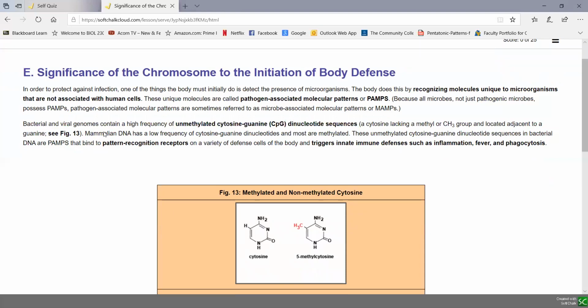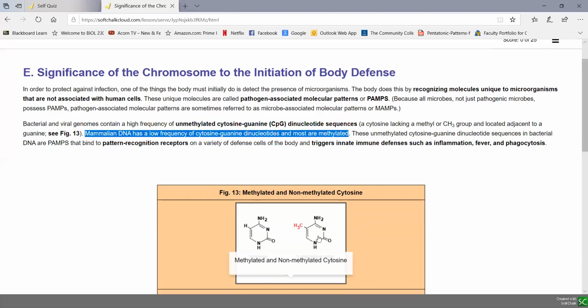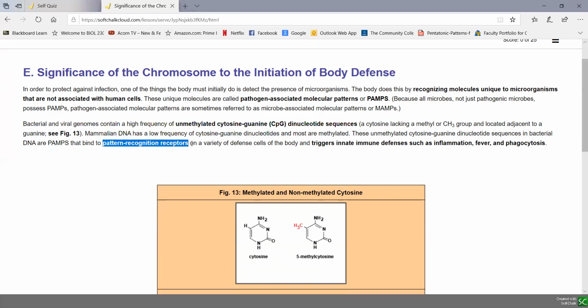Now, mammalian DNA, our DNA, has a lower frequency of cytosine guanine dinucleotides. So we have fewer C's followed by G's along the DNA, and most of our cytosines are methylated. So if we look at figure 13, this is a methylated cytosine, where there's a methyl group right here coming off. Now, in bacteria and viruses, that cytosine doesn't have a methyl group here. So those are unmethylated cytosines. And our pattern recognition receptors can actually tell that difference.